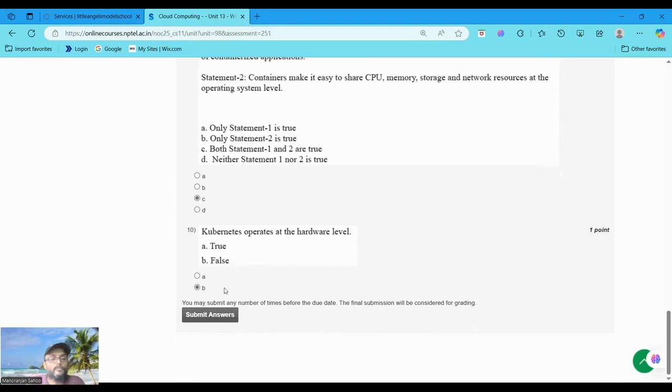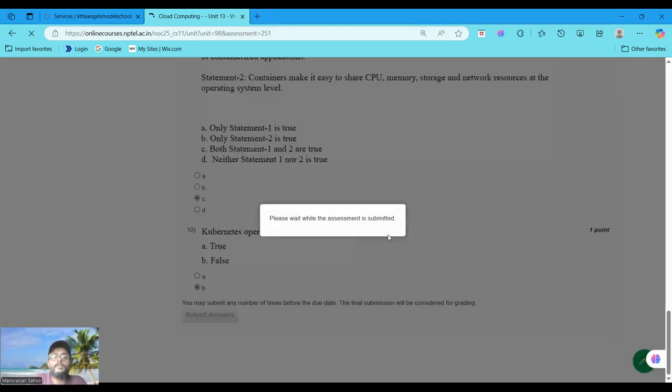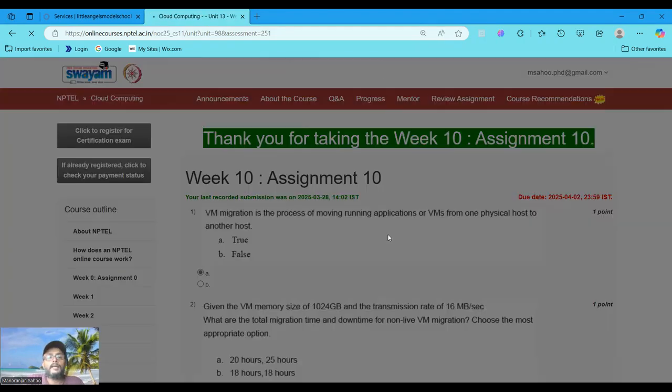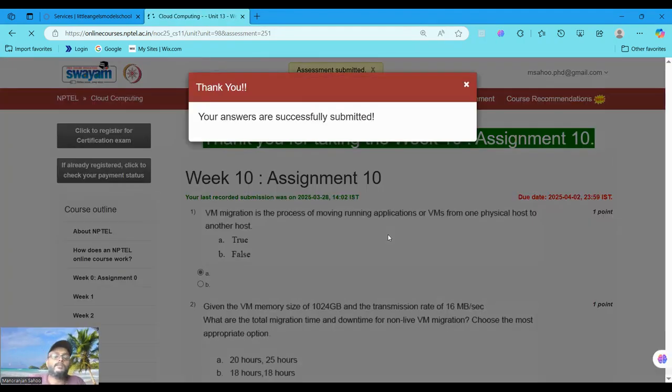Clear? Now we are going to submit the answers of this assignment. Please wait. The assignment is submitted. Thank you for taking the week 10 assignment. Your answers are successfully submitted.